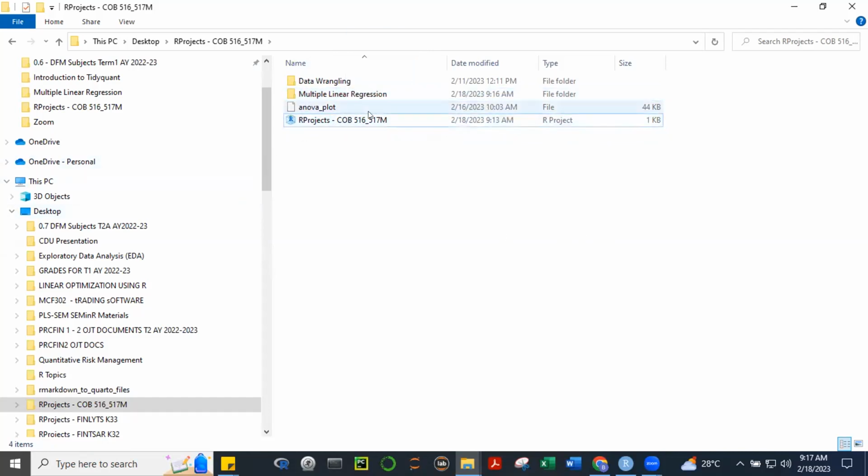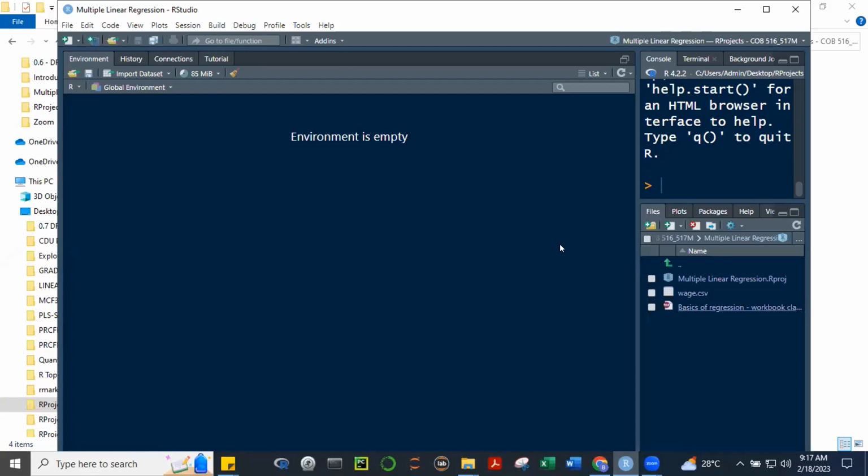So the project is multiple linear regression. If I open again my R file, you'll notice that under that project, multiple linear regression, are the two files that I shared with you, wage and the basics of regression workbook. Let me give you a few seconds to work on your project. You can call it multiple linear regression. I think that's a good title for that. And if you're done, class, kindly chat if you're ready.